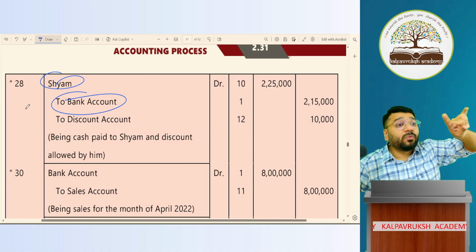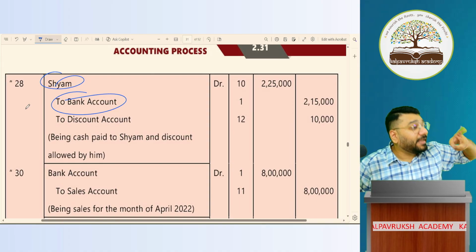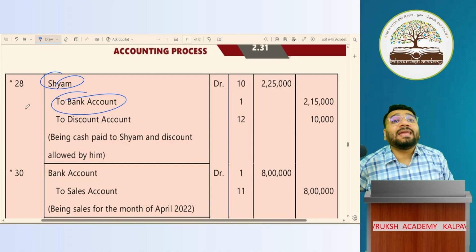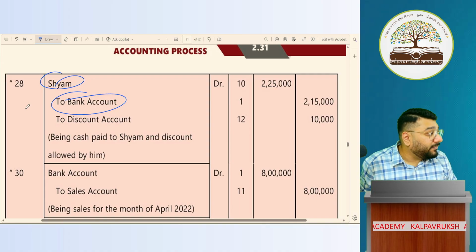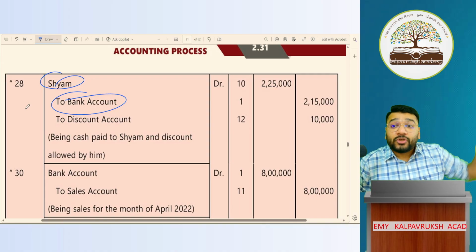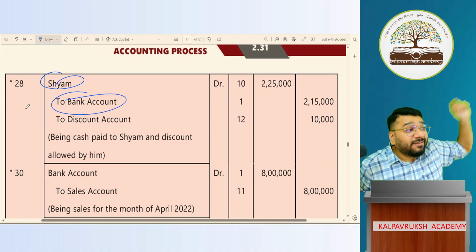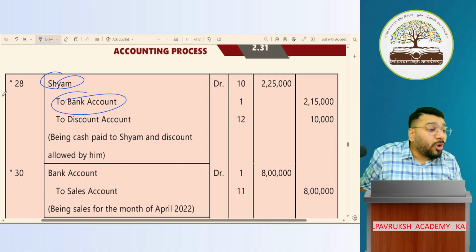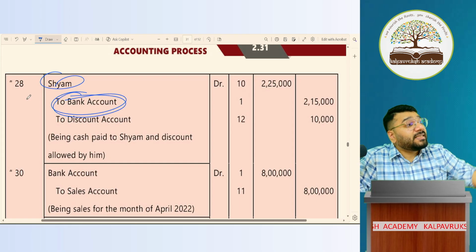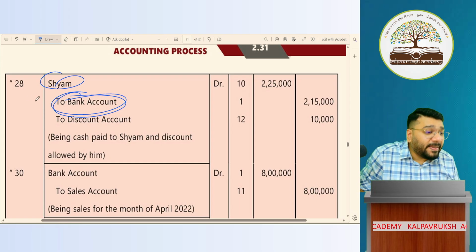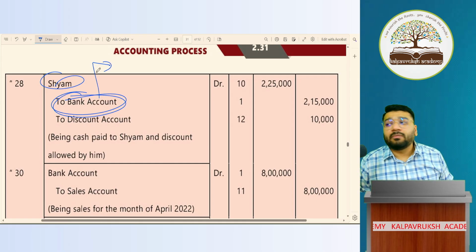Multiple places they have used the word cash: cash paid, cash paid, cash paid. But for that, we don't have sufficient cash balance. So if I put cash in credit, the cash balance will go negative, which is not right. So in this kind of exceptional scenario, even though they use the word cash, you have to write bank. Got it, not got it? This is an exceptional question. Please make a note.